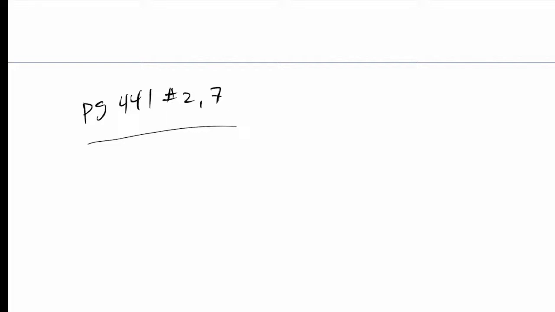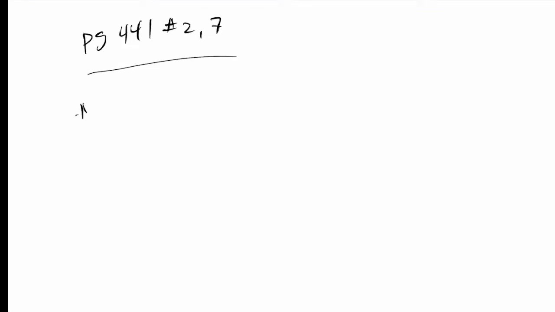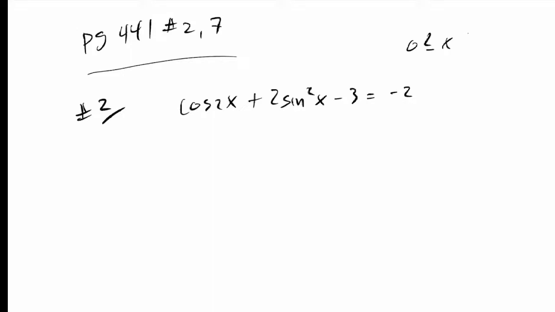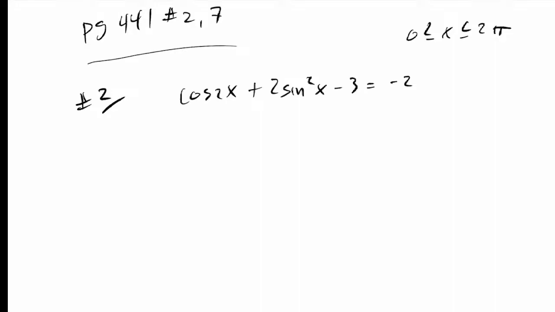Oh, yeah. Let's do this one. Cos 2x plus 2 sine squared x minus 3 is negative 2. X is between 0 and 2 pi.